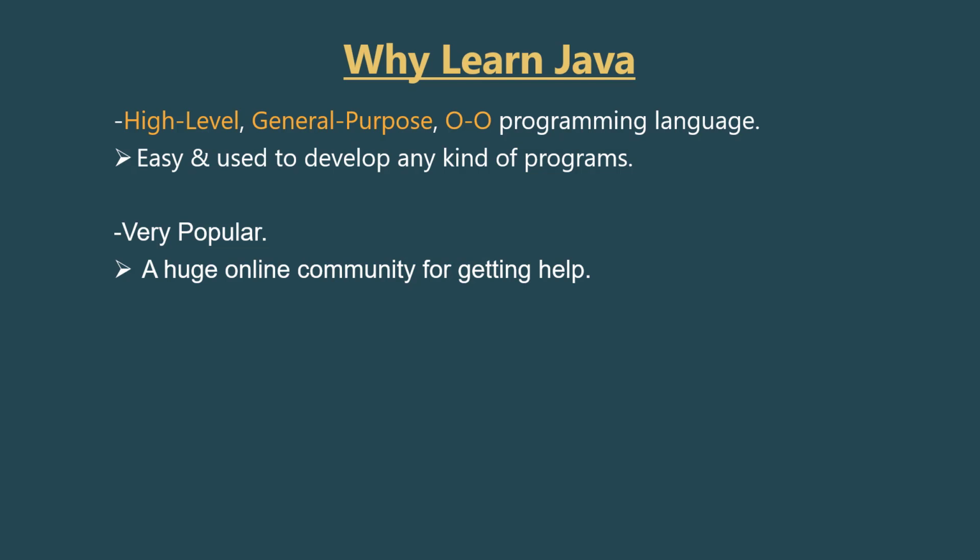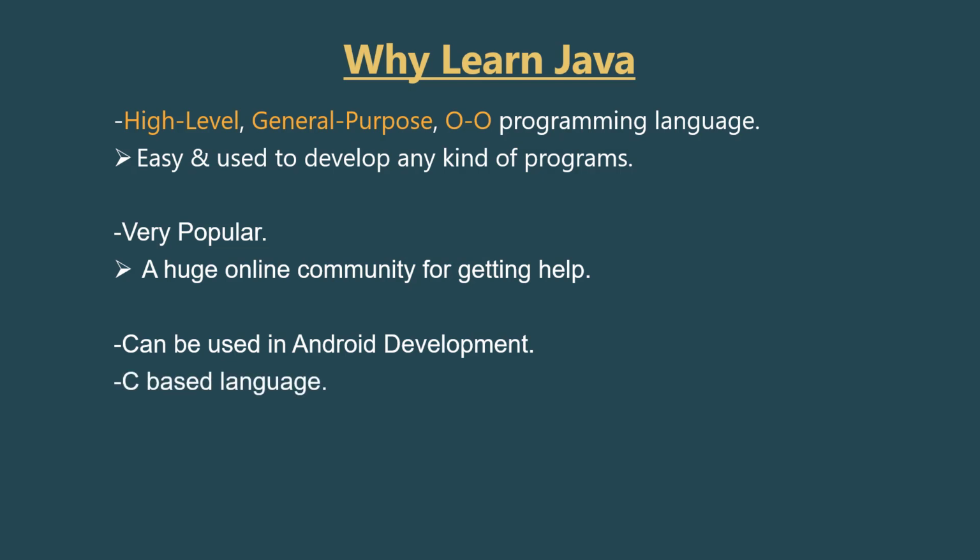Now, as we said before, Java can be used in Android development and Android development is a very important thing these days. So by learning Java, you will get the skills that will enable you to dive into Android development. And finally, Java is a C-based language, and as you may know, C is a very popular programming language. If you learn Java, you will find learning C or C++ or C# easier because C++ and C# are also C-based languages.